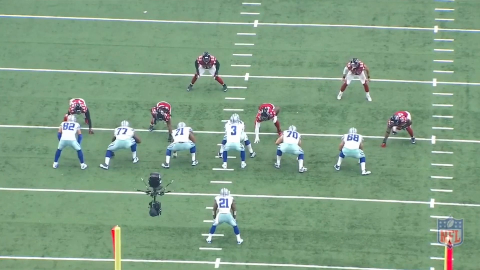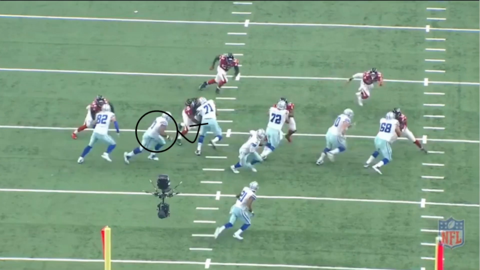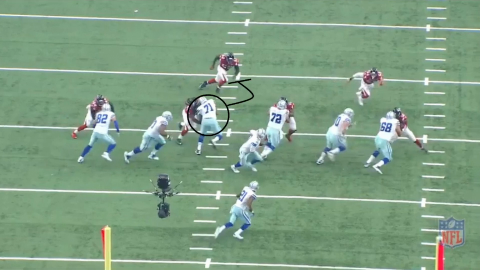Here we can see another example with the Dallas Cowboys. We can see left guard Lyle Collins is covered by a 3 technique. He will engage and then be assisted by left tackle Tyron Smith before moving on to a linebacker.